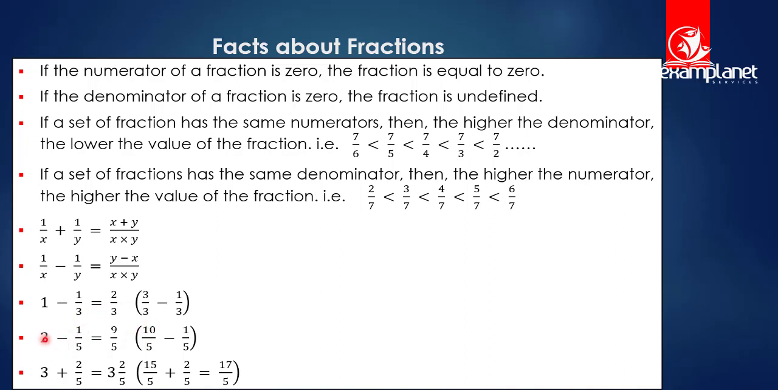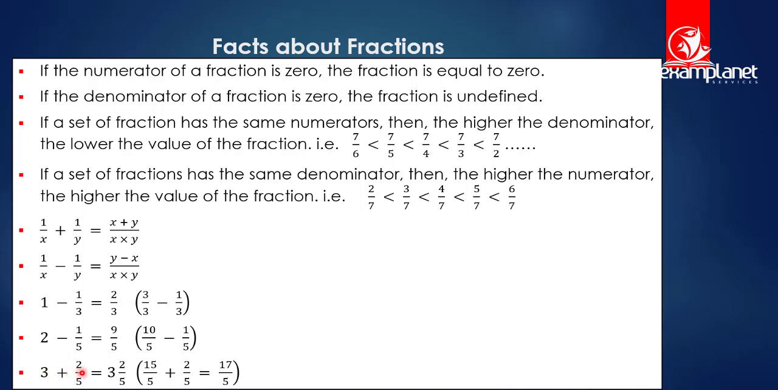So all you need to do is to think of how you can write this integer, this whole number, as something over this denominator, so that when they have the same denominator, you just add or subtract the numerators, and that's all. Okay, so 2 minus 1 over 5 is 9 over 5, because 2 is the same as 10 over 5, and 10 minus 1 is 9 over 5.